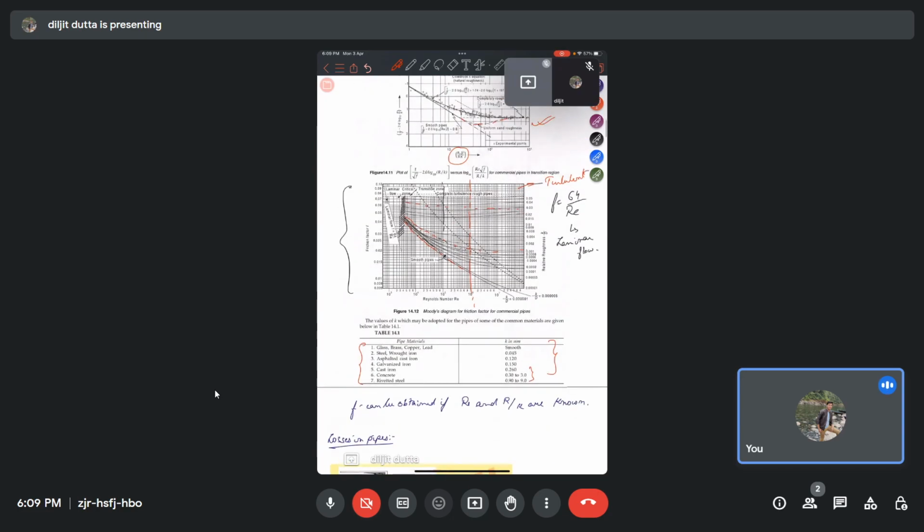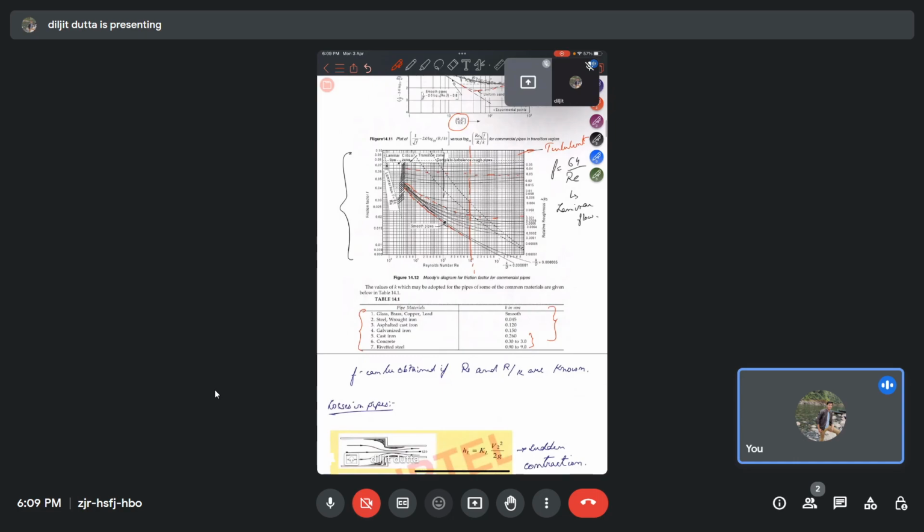Now what is the use of Moody's diagram? The use is that if we know the Reynolds number of the flow, and also if we know the relative roughness, the radius of the pipe and the roughness parameter of the pipe material, then we can estimate the Darcy-Weisbach friction factor f. So Moody's diagram is used to obtain the value of f from this graph.